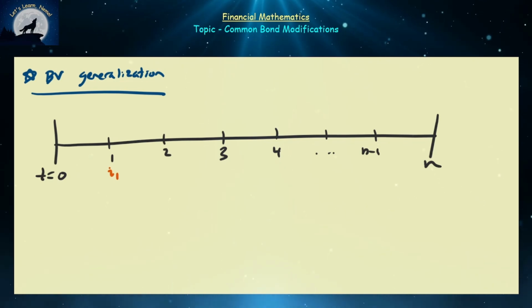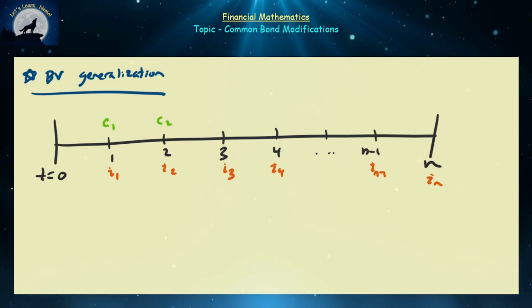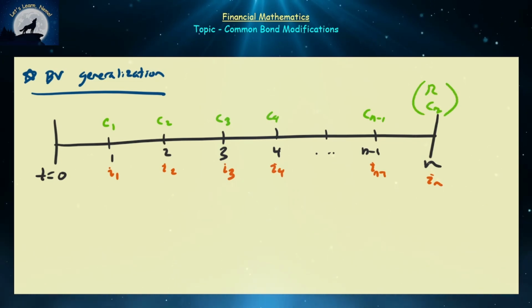So we're going to have an effective interest rate at time t equals 1 of i1, and then i2, then i3, and then i4, all the way down to i_{n-1} and i_n. So we obviously have variable interest rates. And we're also going to have potentially changing coupon payments. Let's call them C1, C2, C3, C4, all the way down to C_{n-1} and C_n. And obviously we're going to have our redemption payment at time t equals n. You could also have some other redemption payments before t equals n, but that's rarely ever the case, so I'm not going to mention it here.